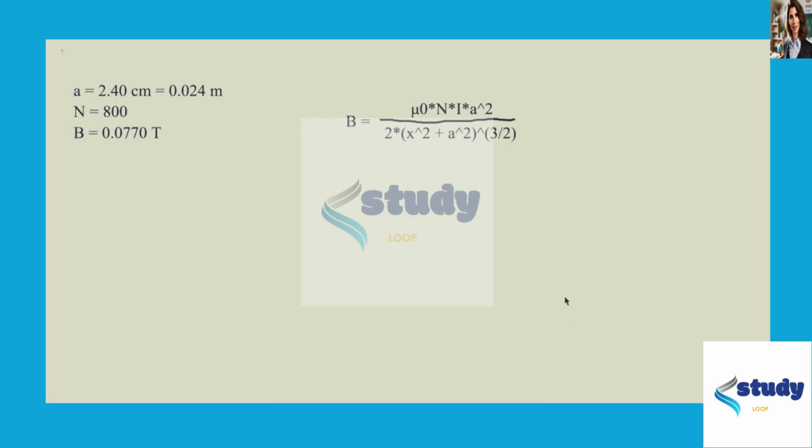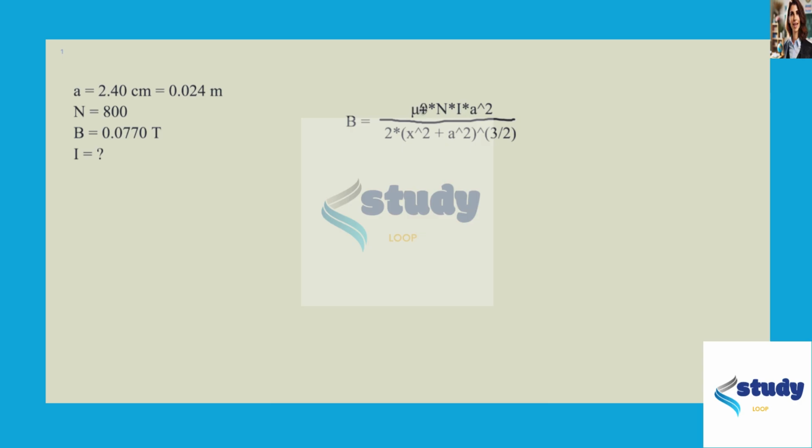Okay, we're looking at question 28.36, and we have a circular coil with radius 2.4 centimeters, and we're looking for the current in the wire if the magnetic field at the center of the coil is 0.077 Tesla. So we're trying to solve here for the current. To use this, we're going to need to use this formula for the magnetic field along the axis of a circular loop of wire.